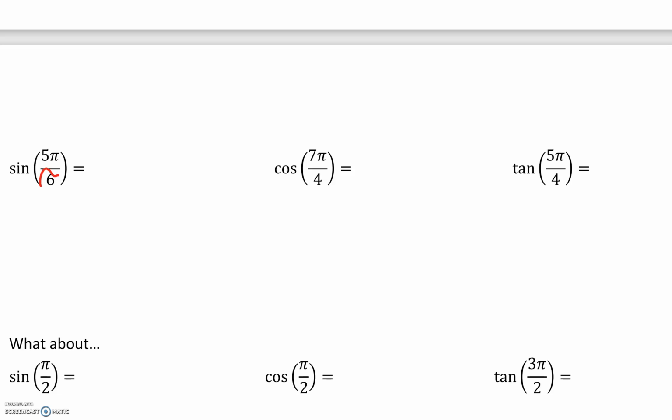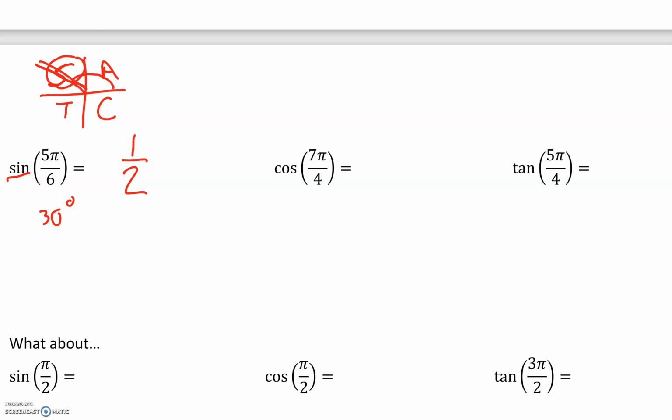Okay, anything over a 6 means that we are at 30 degrees. Okay, pi over 6 is a 30-degree angle. And the sine of 30 degrees is 1/2. The question is now, is the answer going to be positive or is it going to be negative? So I need to think about that. Where is 5 pi over 6? 5 pi over 6 would be right here. Well, only sine is positive there, and since we're finding sine, the answer is a positive 1/2.